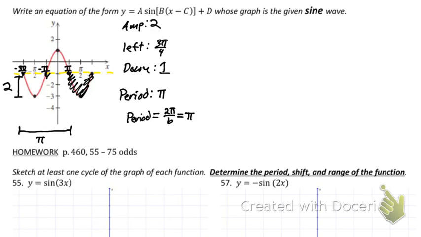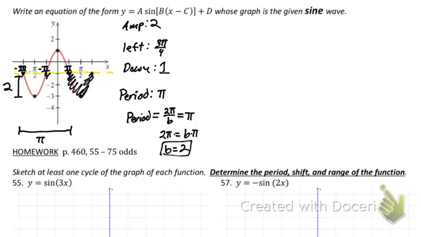It's not so hard in this one, because sometimes it's harder and you actually have to solve for B, in which case you just multiply both sides by B. I'm actually going to walk through the steps. Multiply both sides by B, so you'd have 2 pi equals B times pi. You divide both sides by pi, and you come up with B equals 2.